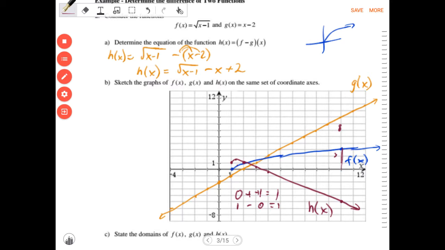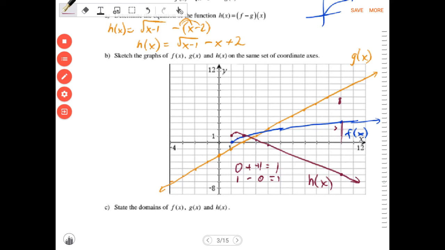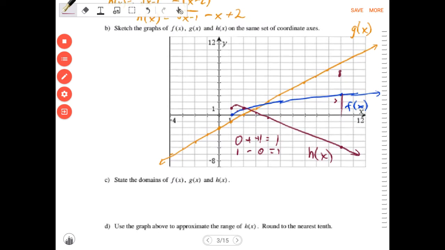So all we did is we subtracted the two y coordinates, f minus g, to get that one. So go ahead and graph that on your graphing calculator. It actually looks pretty close.